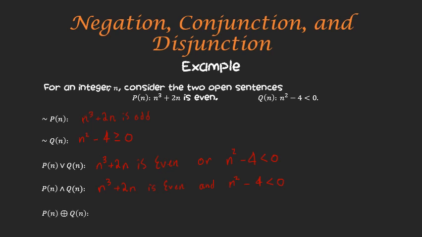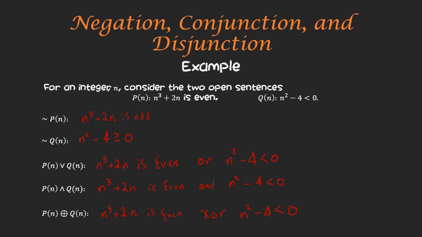And lastly, we have this third one, right? This isn't negation, conjunction, or disjunction. This is the exclusive or statement. So this one we'd write as n cubed plus 2n is even, and we'll just say XOR here, XOR, n squared minus 4 is less than 0.